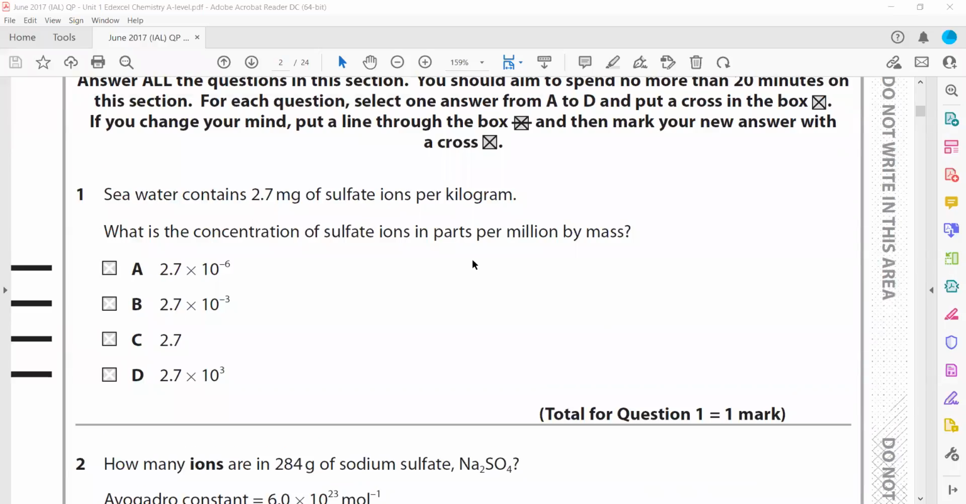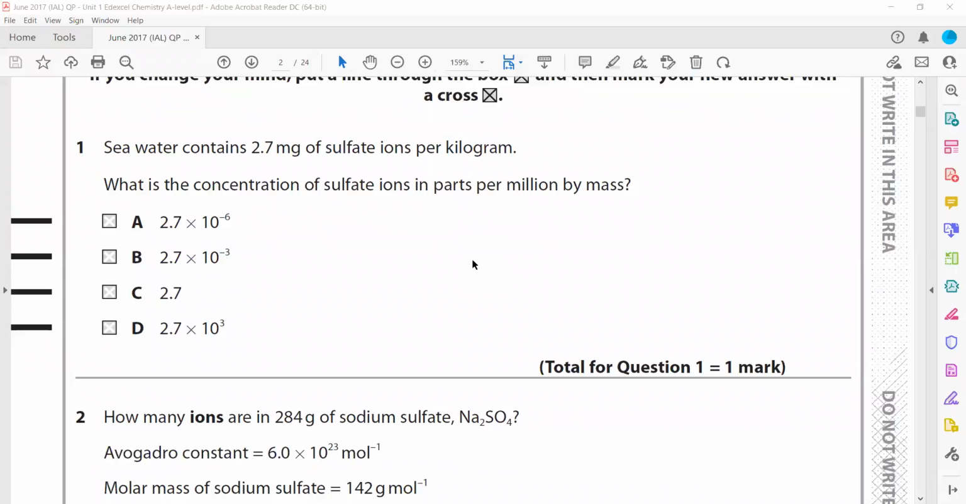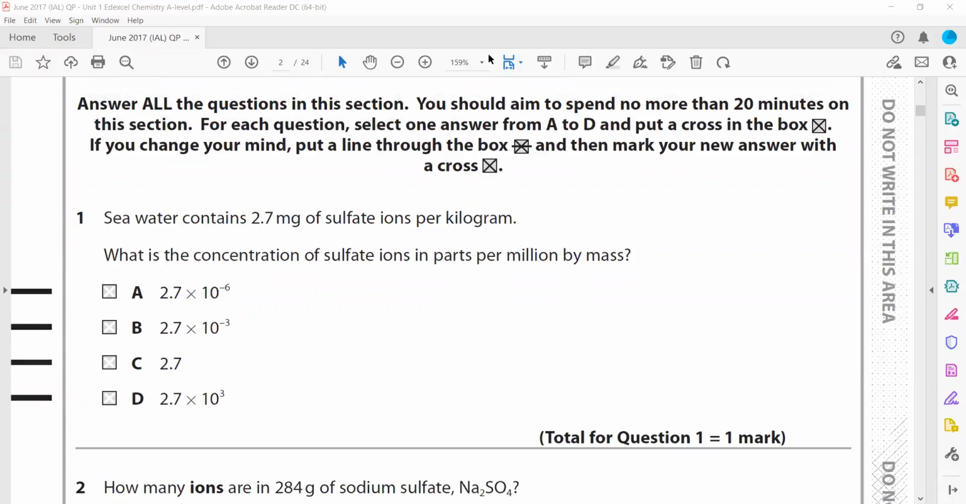So this is June 2017 paper, unit 1. A seawater containing 27 milligram of sulfate ion per kilogram. So each kilogram, 27 milligram of sulfate ions are there. What is the concentration of sulfate ion in parts per million? So how to get the concentration in ppm?